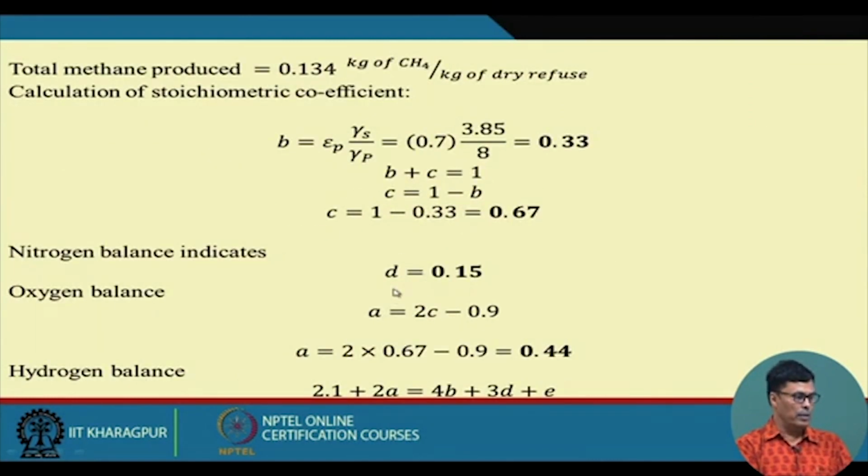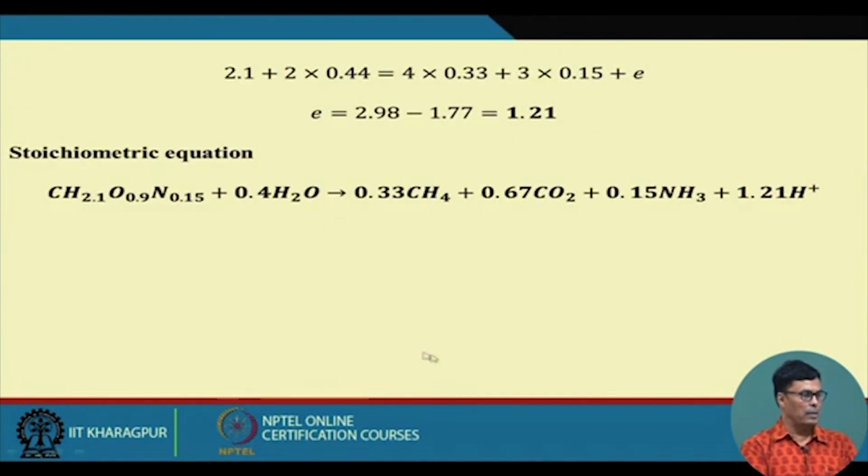Like this we can find out the d and a values, and when you calculate all these balances as before, we put these coefficients in this equation and we get the complete stoichiometric equation. So this is how we can write the complete stoichiometric equation. This is very much required for all fermentation processes. I hope this will be very useful for doing the material analysis of the process. Thank you.